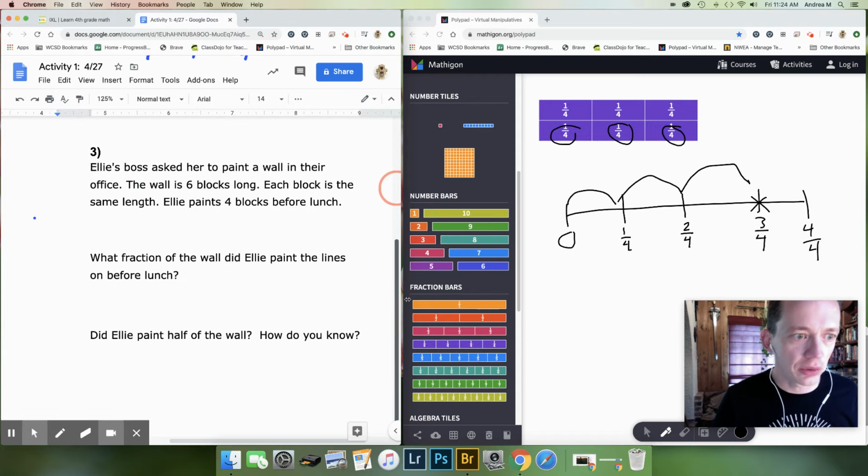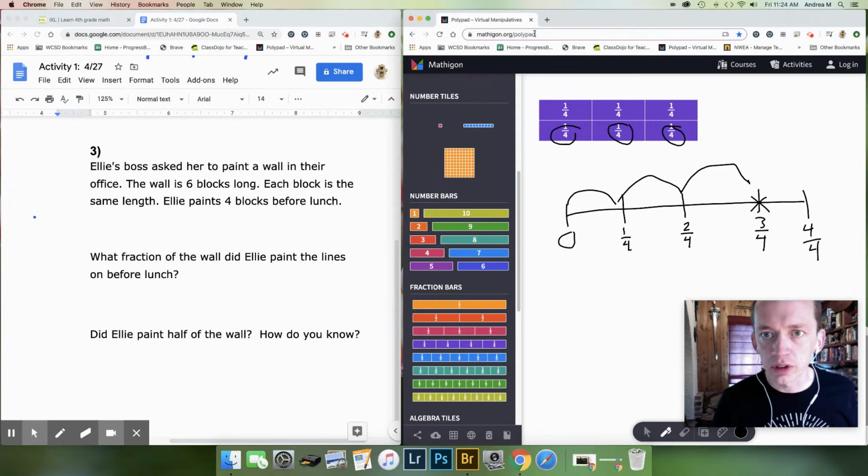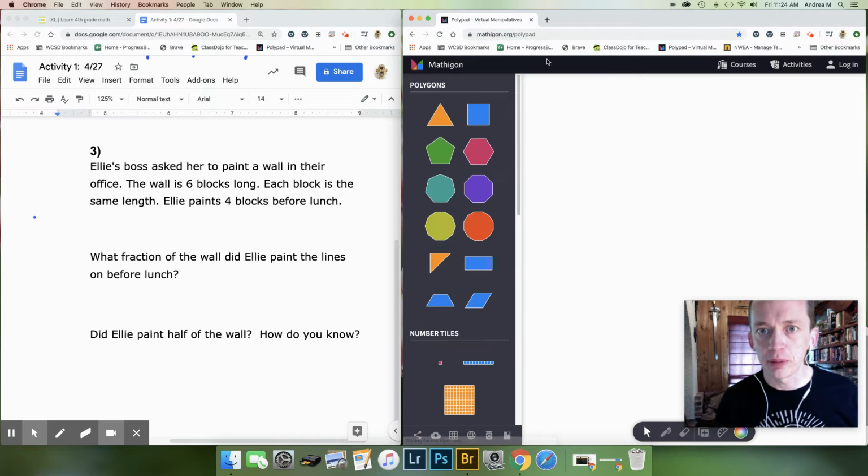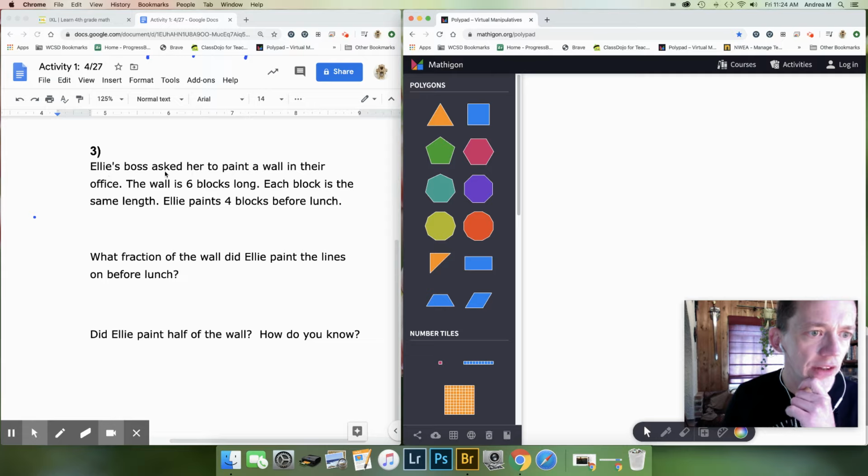All right, so this one here, number 3, a little more complicated. Hopefully you drew out a picture for this one. So just to read through this one together here real quick. Ellie's boss asked her to paint a wall in their office. The wall is 6 blocks long. Before lunch, each block is the same length. Ellie paints 4 blocks before lunch.